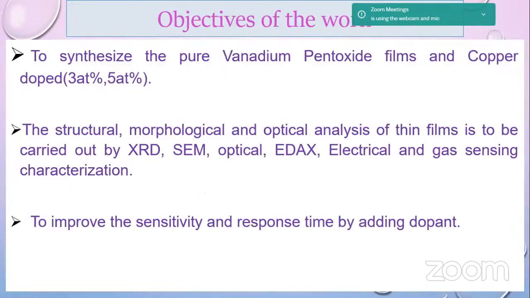I have taken pure vanadium pentoxide powder from Sigma Aldrich, and copper metal powder from Thermo Fisher Company. I prepared the doped powders by grinding them for at least 48 hours. We have taken the copper doping concentration as 3 atomic percent and 5 atomic percent. Thereon we studied the structural, morphological and optical analysis, carried out by XRD, SEM, optical, EDAX, electrical, and gas sensing, to improve the sensitivity and response time by adding the dopant.